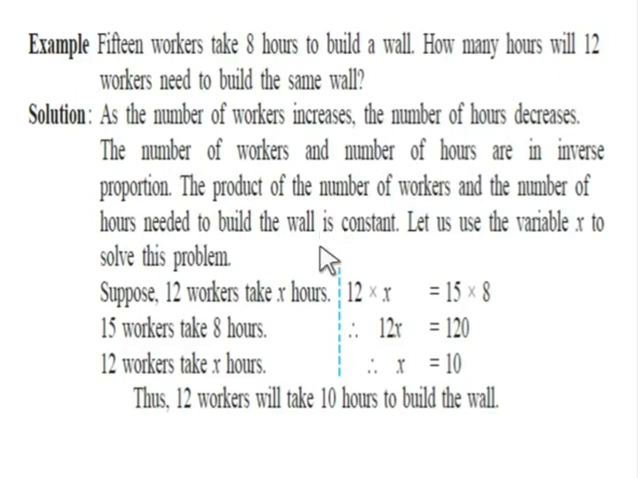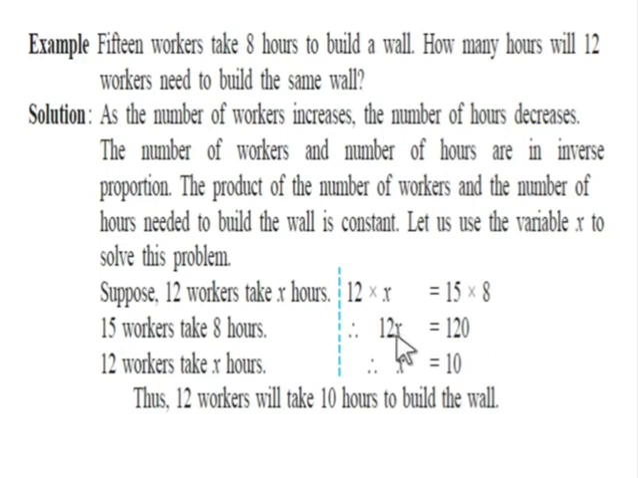Now, here we will consider the variable x for the number of hours that 12 workers will need to build the same wall. Now, we will write the given part first. 15 workers take 8 hours. Let 12 workers take x hours. Here the product of the two quantities is constant. That is 15 multiplied by 8 is equal to 12 multiplied by x. So you will get the equation here: 12 multiplied by x is 15 multiplied by 8.